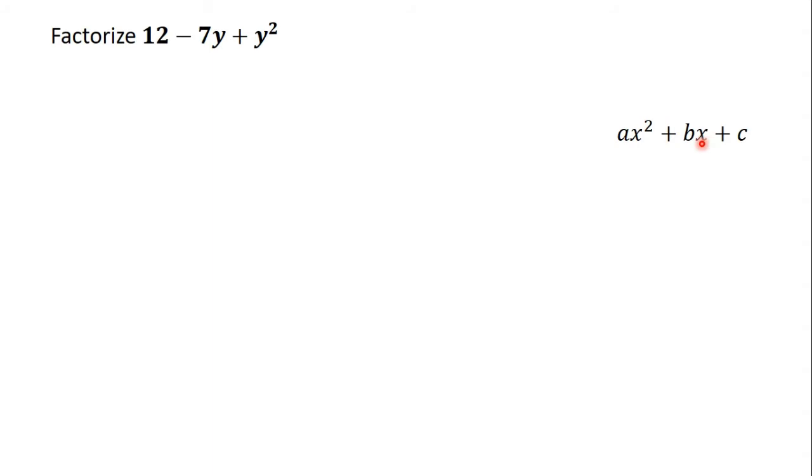Now let's look at the order here. We have the square term first, we have the x term, then the last term is the constant. So we will do the same thing here. The first term will be y squared, the second term will be y, then the last term will be the constant. We have now arranged it in the same way as the general form of a quadratic trinomial, so we can compare. So we have ax squared plus bx plus c and y squared minus 7y plus 12.